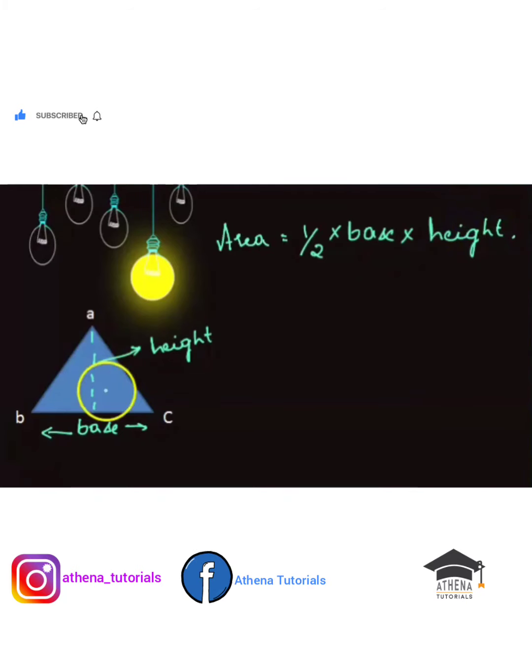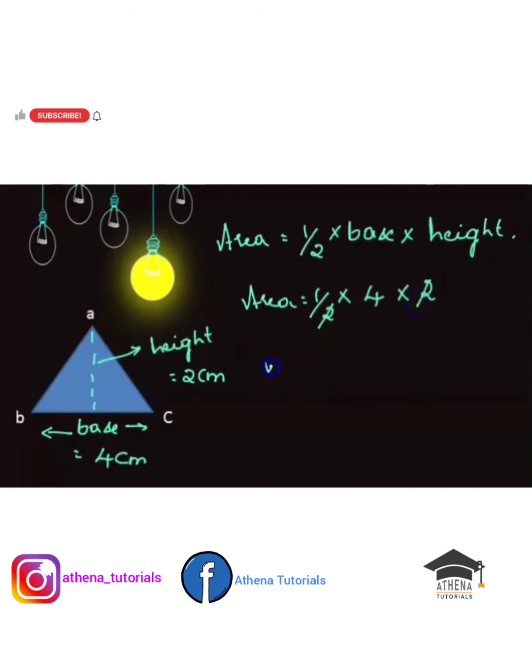Let us consider the base as 4 centimeter and height as 2 centimeter. The area will be found out by substituting the values of base and height. Base is equal to 4 and height is 2 centimeter. So 2 and 2 get cancelled. The area of this triangle is equal to 4 centimeter square.